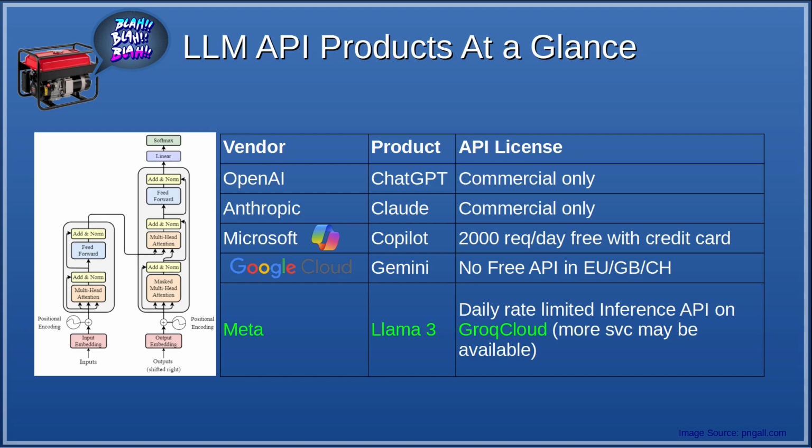Now the problem with Gemini is that it doesn't have a free API in the EU, the UK, or Switzerland. At the bottom we have Meta. Meta provides open source. So they have Llama 3, nowadays 3.1. On the GroqCloud, there's a daily limited API that you could use. There may be more services available, but for now, GroqCloud for me seems to be a very good alternative to use for our proof of concept and our prototype.